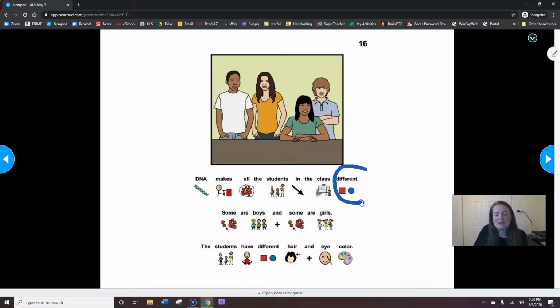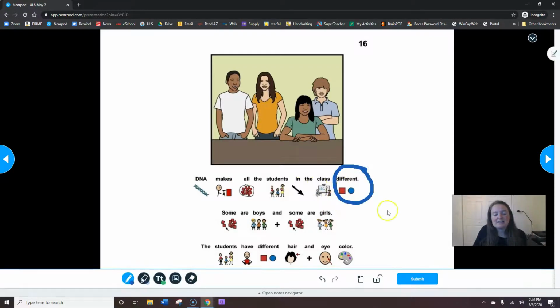Let's circle different. Everyone in the class is different. Are they all the same? No. They are different. They are different because of their DNA. So I circle different, you circle different, then hit submit.